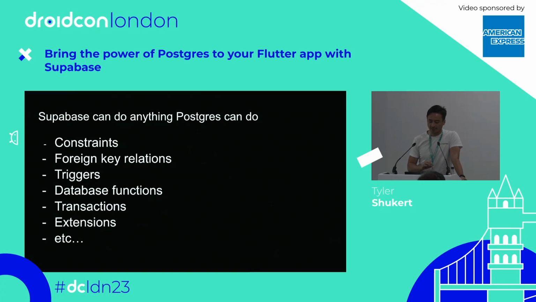So you can set advanced constraints, foreign key relationships, database triggers to react to certain changes happening in databases, database functions, which is very useful when you want to interact with advanced data types, or transactions, extensions, etc. There's way too many cool Postgres features to name here, but I will go into some of them in more detail later on.